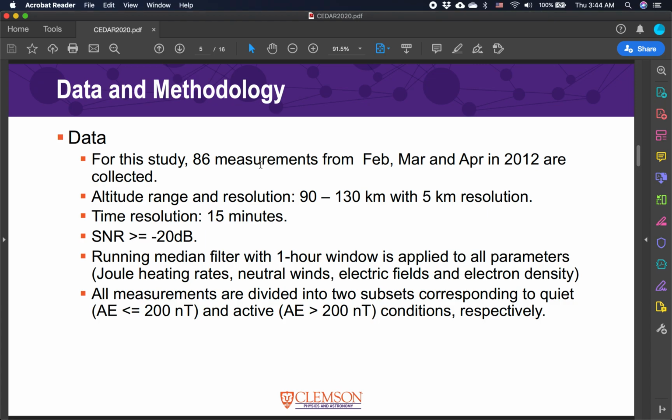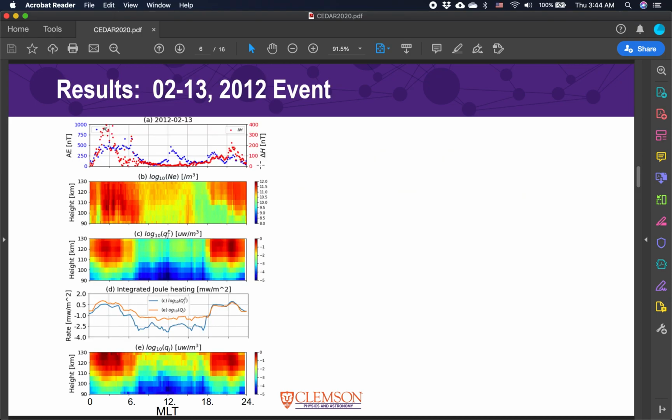At last, all the measurements are divided into two subsets corresponding to quiet and active conditions, respectively. Here, quiet condition means the AE index is less than or equal to 200 nT, and active condition means the AE index is over 200 nT. Let's move on to the results.